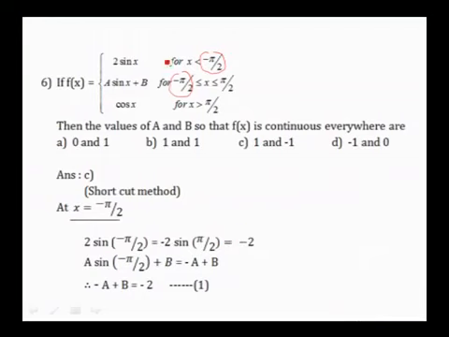You put x equals minus pi by 2 here: 2 into sin minus pi by 2. Sin minus theta is minus sin theta, so minus 2 sin pi by 2 is minus 2. In the second option, the first is for less than, and this is for greater than. So you put x equals minus pi by 2 here also: a sin minus pi by 2 plus b, which is minus a plus b. These two must be same, because he has given that f(x) is continuous. Since f(x) is continuous, these LHL and RHL must be same. So minus a plus b is equal to minus 2. That is equation 1.